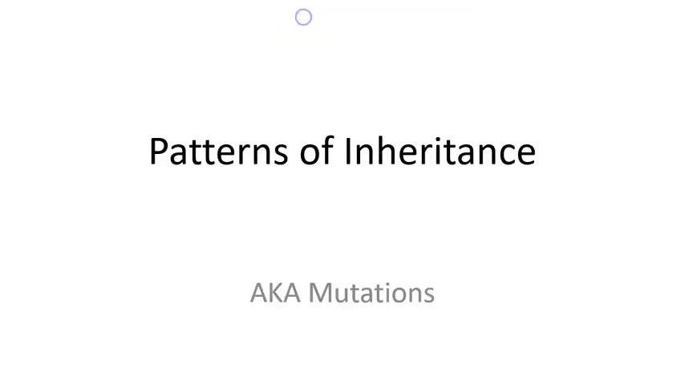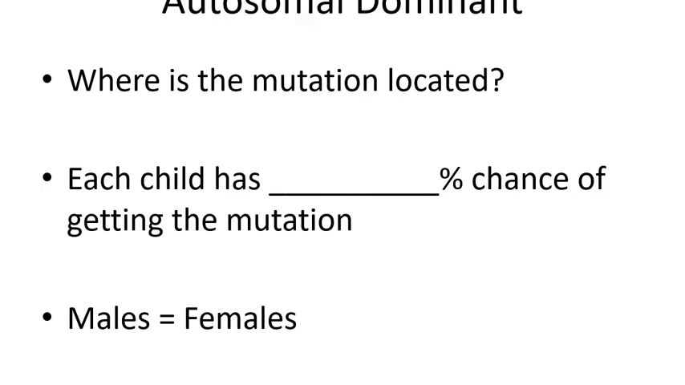And something called Cri-du-Chat syndrome is a frame shift mutation. So let's look at patterns of inheritance, otherwise known as mutations. Autosomal dominant. So with an autosomal dominant mutation, like Huntington's that we talked about in neuro, the mutation is located on an autosome, not an X chromosome, not a sex chromosome. So in the case of autosomal dominant, each child has a 50% chance of getting the mutation.